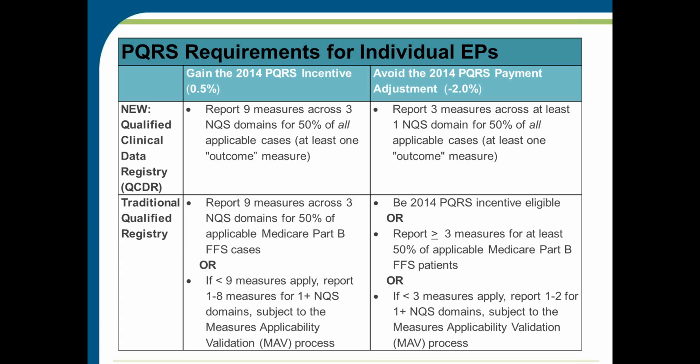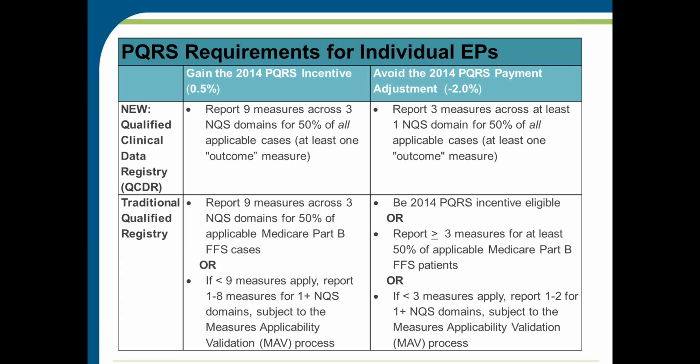The basic reporting requirements are the same as for a QCDR for both obtaining the incentive and avoiding the penalty, but the traditional registry employs the measures applicability validation process to see if an EP could have reported more measures than they did, if they reported fewer than 9. And potentially you can still receive an incentive or avoid the penalty reporting fewer than 9 if you use a traditional qualified registry. Whereas for a QCDR, in order to obtain the incentive, you must report the 9 measures across 3 domains. Next slide.